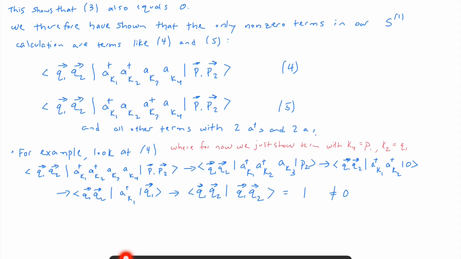So let's just say K1 here equals Q2. And then I will just get this over here. And then I finally get the number 1 because the inner product of this equals 1, and that's not 0. So I'm going to get something that actually survives with this thing over here. And that's the rough idea of how it happens. We can get to the details shortly here.